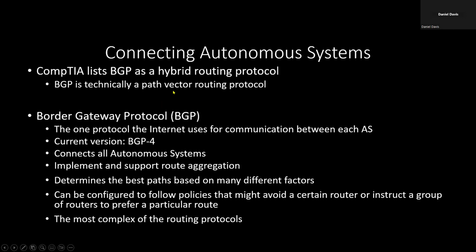On the CompTIA exam, BGP can be listed as a hybrid routing protocol. Technically, it's a path vector protocol, but again, oftentimes you may hear it referred to as a hybrid routing protocol. Here are the key points of BGP listed out. It's the one protocol we use to communicate between autonomous systems. The current version is BGP4, connects all autonomous systems, implements and supports route aggregation, and determines the best path based on different factors. So again, we're using a variety of factors. It is the most complex of the routing protocols.